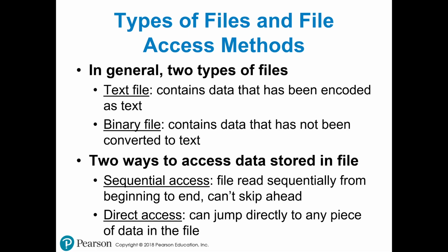All right, so that's the difference between text and binary. So there are 2 ways to access the data stored in a file. The first is sequential access, meaning that we can read sequentially from beginning to end and we can't skip ahead. And there's also direct access, where we can jump around to any piece of data in the file. So in one, you start from front and work to back, and in the other, we can jump around and access any piece of data. Those are the 2 different ways that we can access data stored in files.